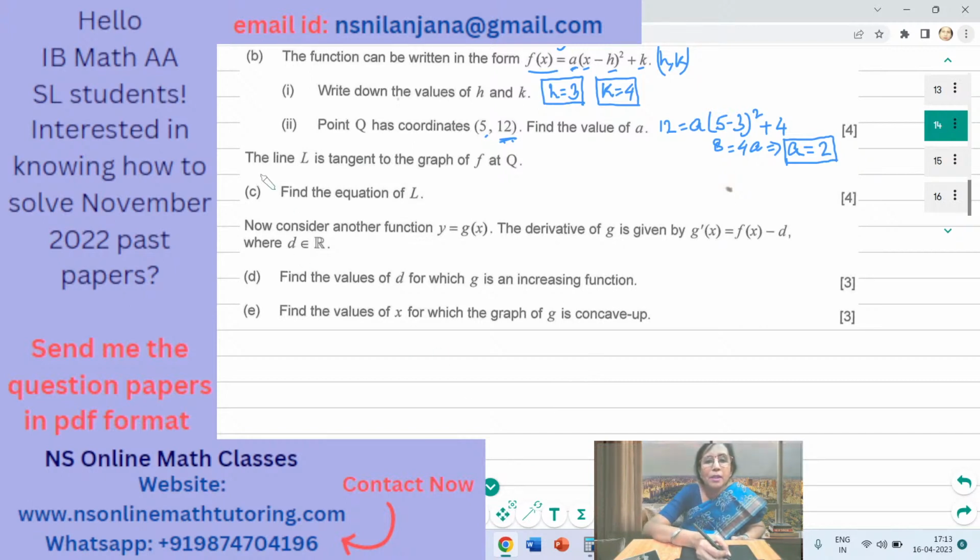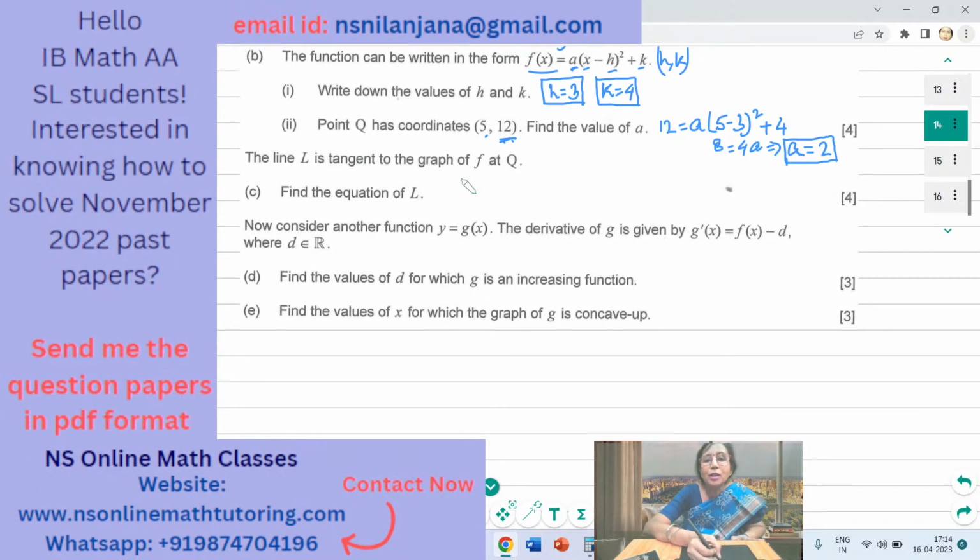Now coming to the subpart C, before that, in the question, there is one line written. The line L is a tangent to the graph of F at Q. Tangent is a straight line, and subpart C says find the equation of L. To get the equation of any straight line, we need two things. One is the gradient of the straight line, and another is one of the points through which the straight line passes.